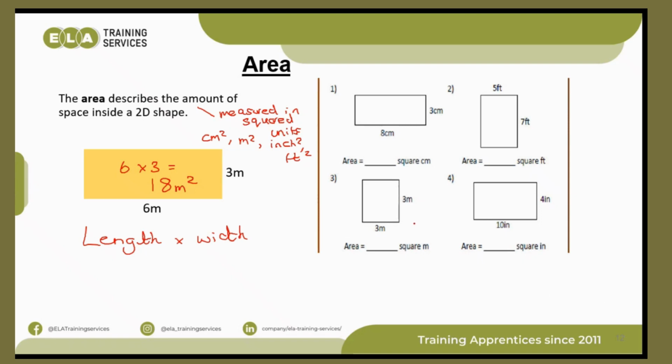Okay, let's have a look at some of these answers. So our first one, we're going to do 8 times 3. That leaves us with 24 centimetres squared. Our next one is 5 times 7, which is 35 feet squared or square feet. Our next one is a square, so we know it's the same length, 3 times 3, which is 9. And then our last one is 10 times 4, which is 40. So it's literally just the length times the width, the 2 numbers multiplied together.